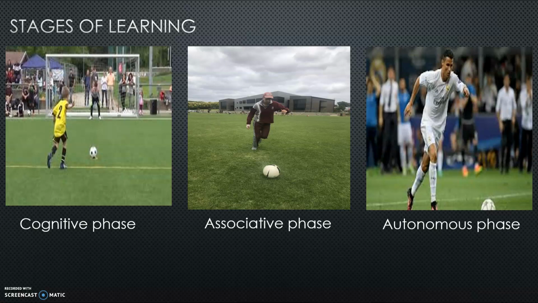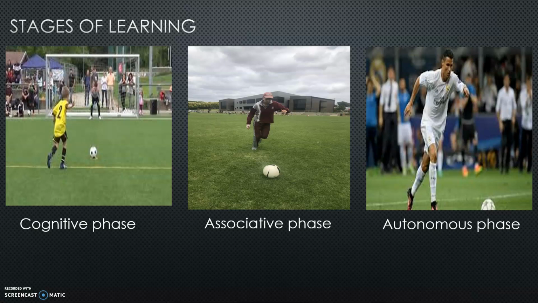The associative stage is considered the practice stage, where improvements through trial and error are made. Skills start to become smoother and muscle memory supports performance improvements. This stage is also where people start to self-correct their errors and more technical skills are developed.